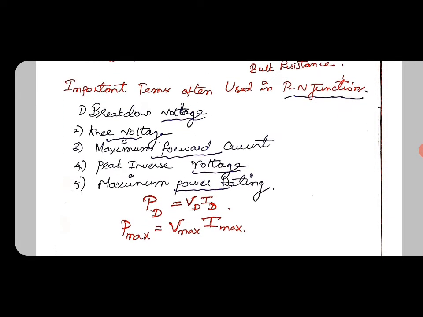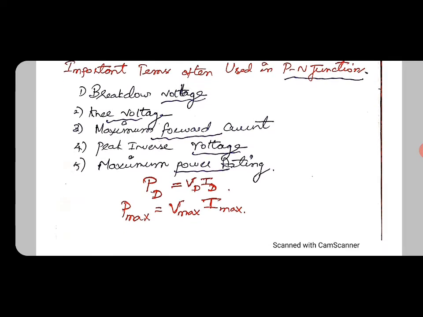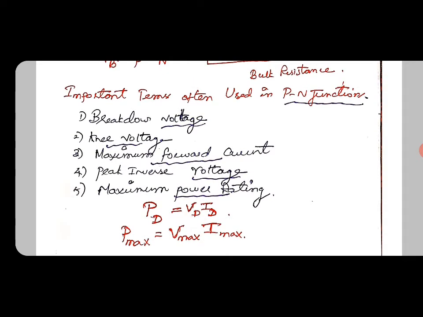Then the important terms used in the p-n junction: the first one is breakdown voltage. The second one is the knee voltage. Knee voltage is the forward voltage at which the current through the junction starts increasing rapidly, also termed the cut-in voltage. The knee voltage of a silicon diode is Vk equal to 0.7 volt.